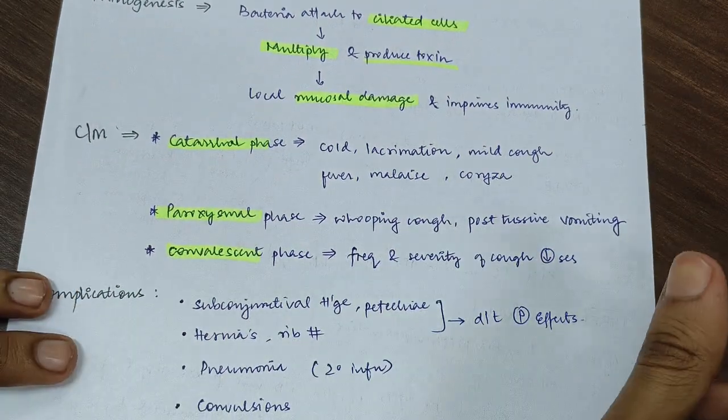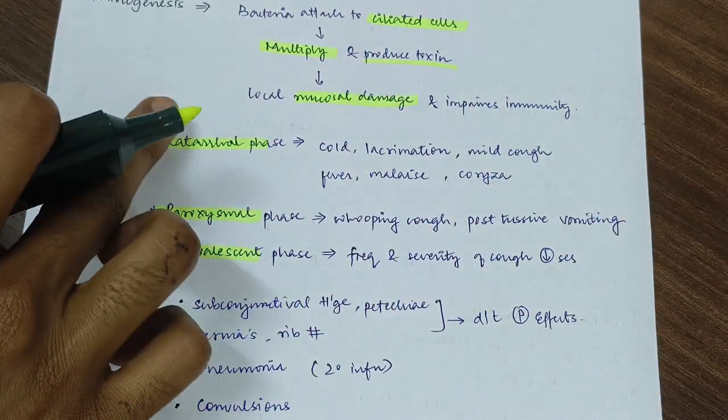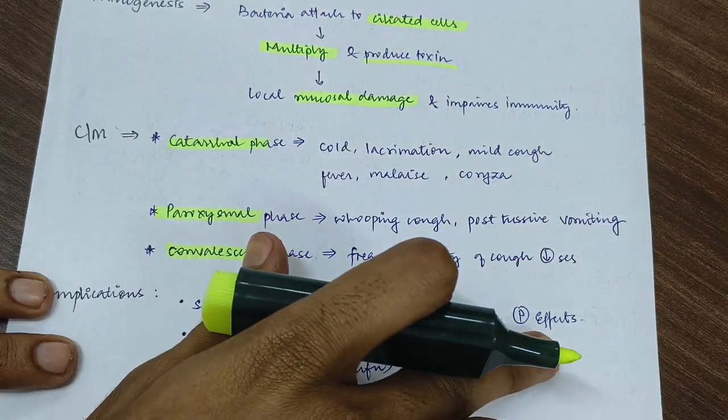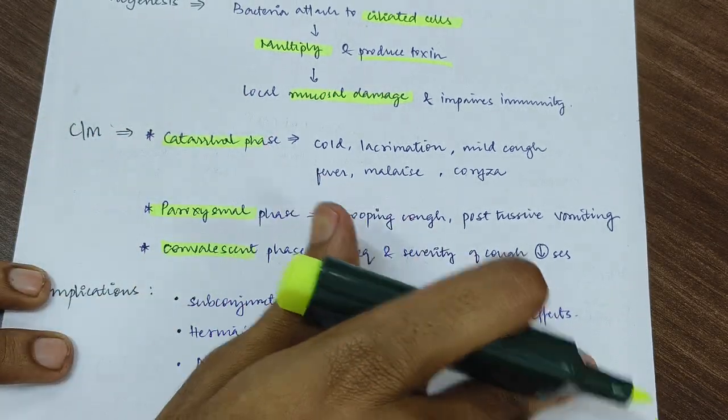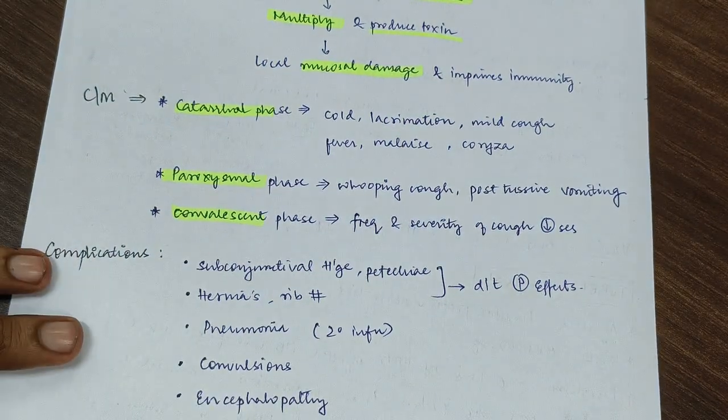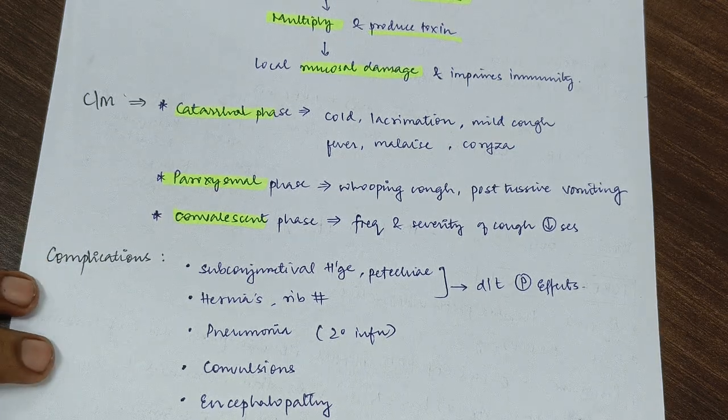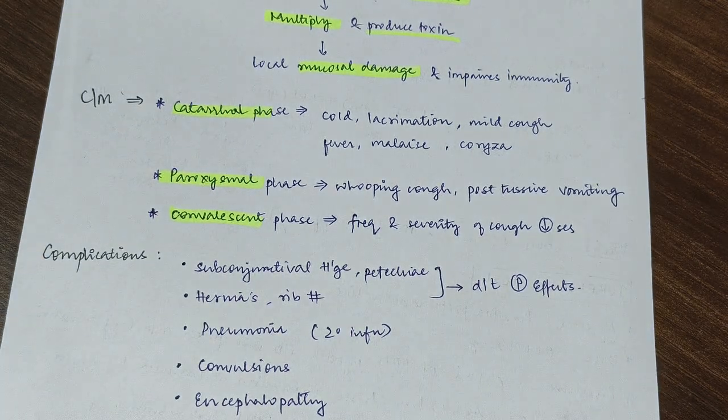Whereas in the paroxysmal phase, it is in between. Suppose one paroxysm is occurring here, then the next paroxysm will be somewhere here, so the gap is not going to transmit, whereas the catarrhal phase is continuously transmitting. In the convalescent phase, frequency and severity decrease because it is moving towards recovery.